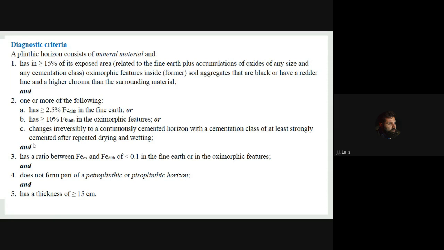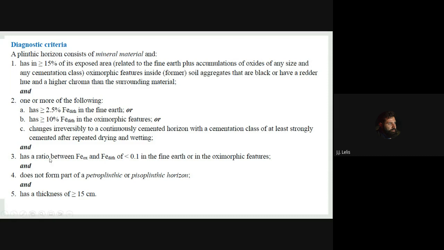that indicates to us that iron is concentrated at that point. We have a high concentration of iron, and these materials, these spots of concentration, were exposed to drying and wetting cycles. And when they get dry, they start to get cemented. So they start to present a hard consistency, or at least a strongly cemented consistency, okay?